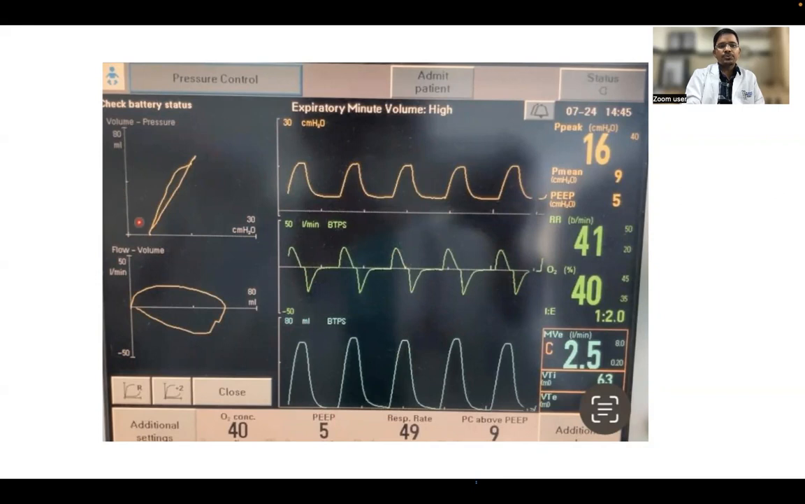And these are called loops. This is called volume pressure loops or pressure volume loops. And this is called flow volume loops.